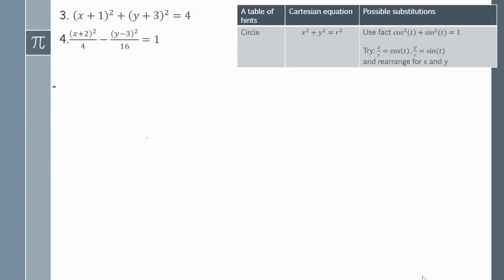Last two examples. So the first one, remember this looks like a circle. So from my table of hints, I need to use the fact that cos squared t plus sine squared t equals 1. And I'll show you why. So let's have a look. Again, we need x equals a function of t and y equals a function of t. So I have x equals f of t and y equals g of t.